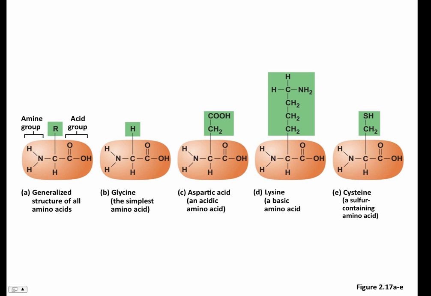Here is an example of other amino acids found in your textbook. Here's a general structure of one amino acid. Here's your central carbon, carboxylic group, amino group. Here's one type of amino acid called glycine, and the R group is actually a hydrogen, so it's the exact same as this one. Aspartic acid, here we have our carboxylic acid group, and then here we have a CH2. Lysine, we have another amino group, and we have a longer hydrocarbon chain. And then finally, cysteine, one of the only ones that have sulfur, so S is for sulfur.